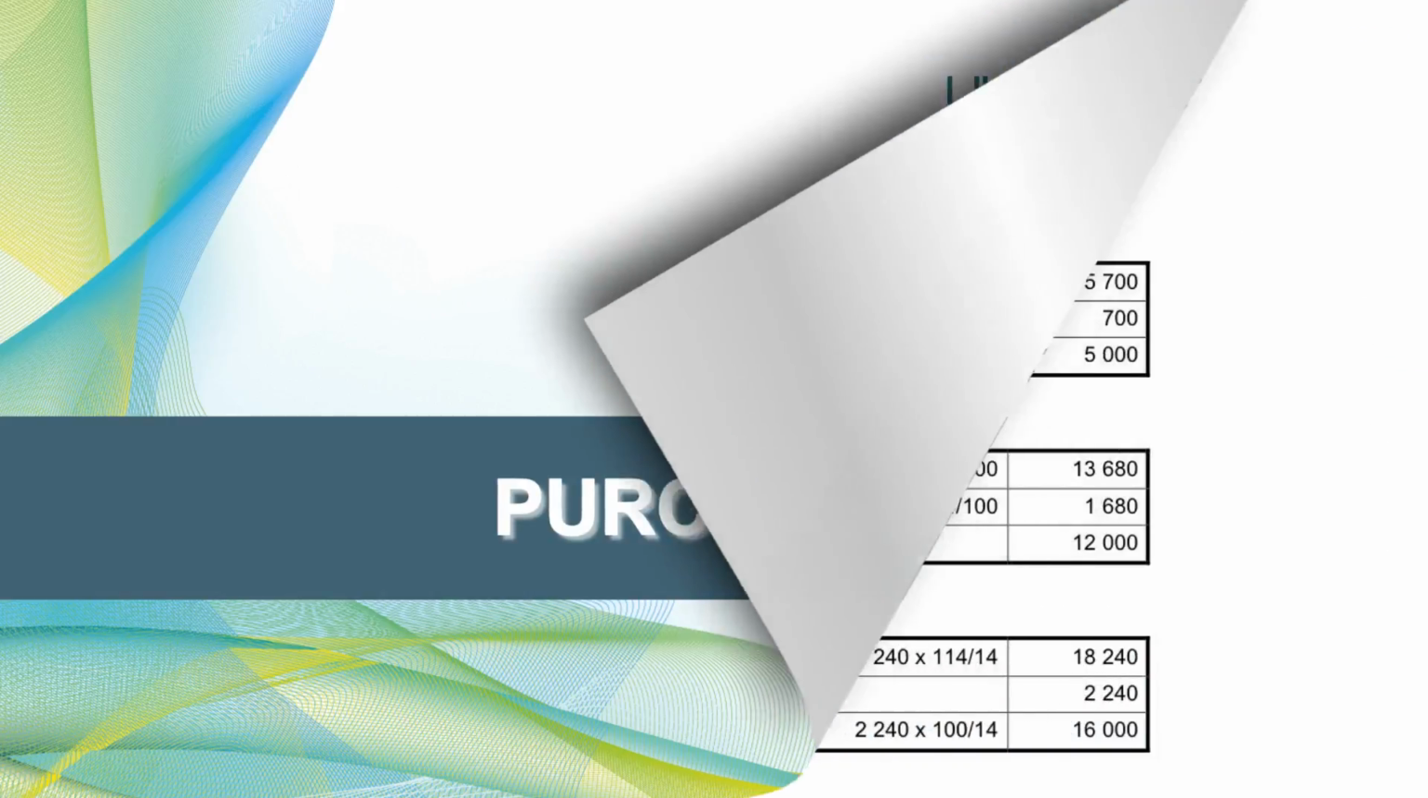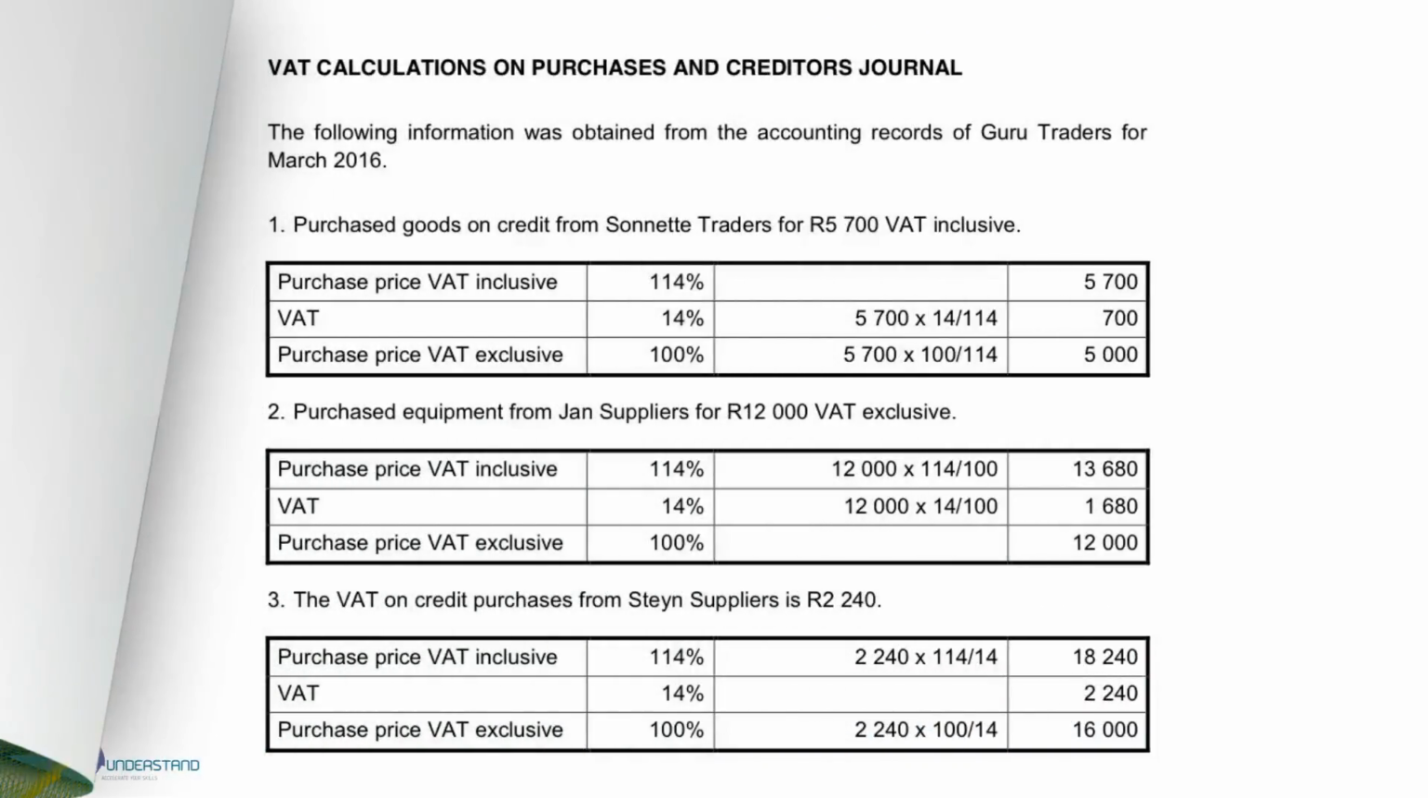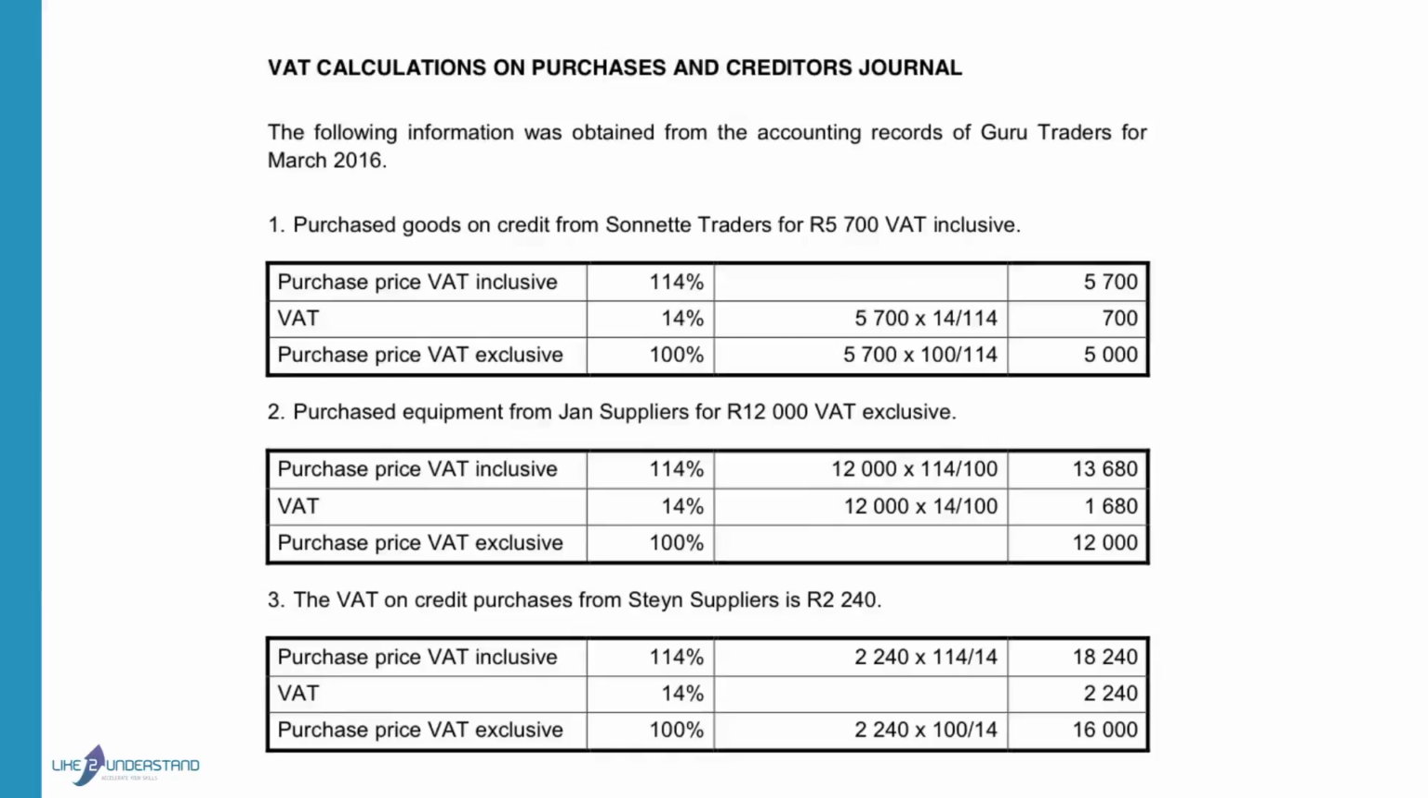Good morning. We will pay attention to VAT calculations on purchases and the creditors journal today. Purchase goods on credit from Sunet Traders, 5,700 VAT inclusive. So that means that the 5,700 includes the VAT and therefore is equal to 114%.